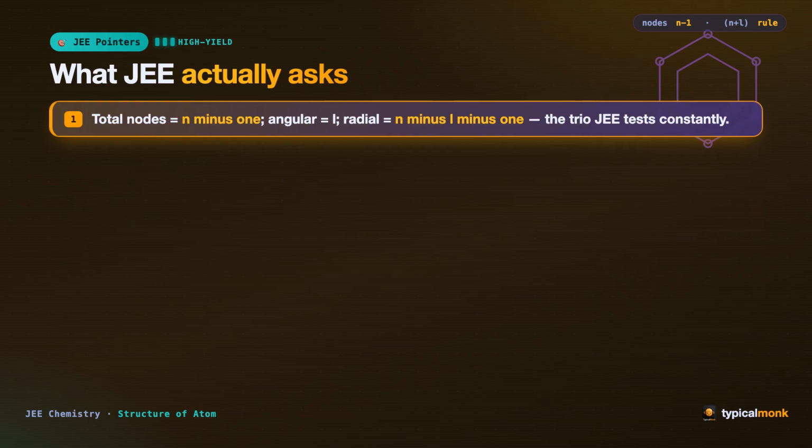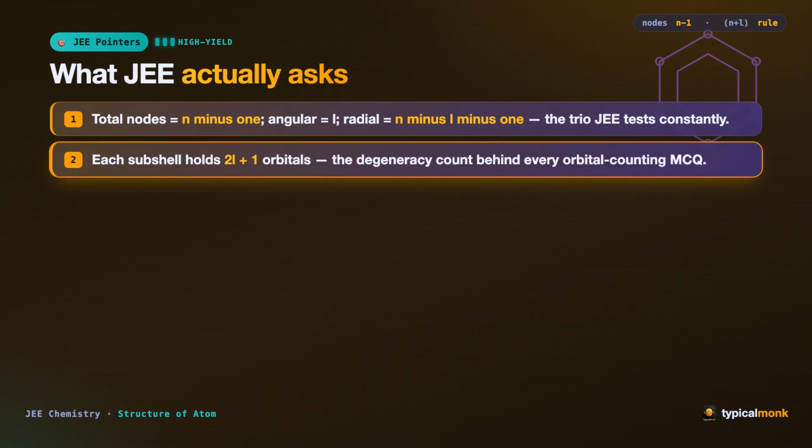Now sit up straight. These 5 lines are what JEE actually asks, year after year. 1. The total number of nodes in an orbital is n minus 1. The angular nodes equal l, and the radial nodes equal n minus l minus 1. This trio is tested constantly, and now you can also build a full numerical from it. 2. Each subshell holds 2l plus 1 orbitals, the same count that decides how many magnetic quantum values and how many degenerate orbitals a subshell has.